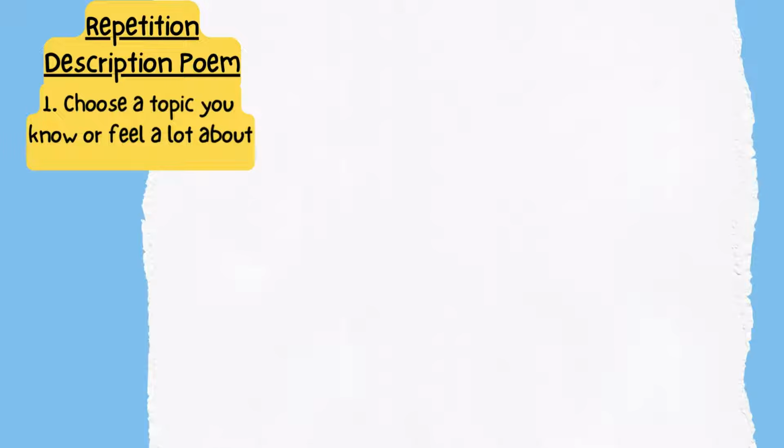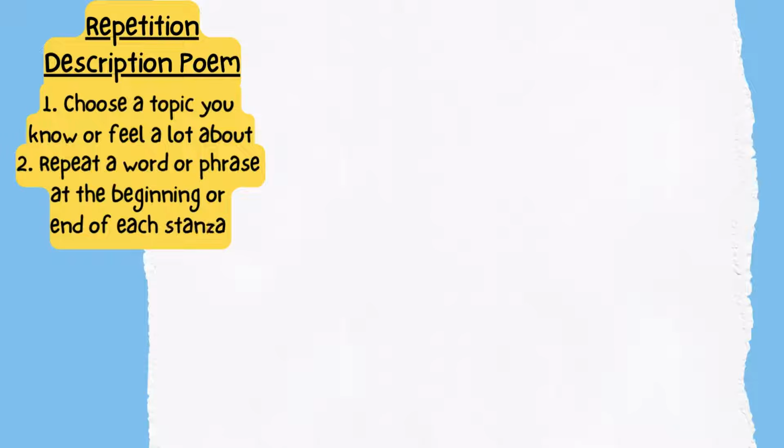Let's try writing a repetition description poem. First, choose a topic you know or feel a lot about. Then, repeat a word or phrase at the beginning or end of each stanza. Today I'm going to write about my dog, and I'm going to repeat the phrase, "my dog is," at the beginning of each stanza. Here's my poem.